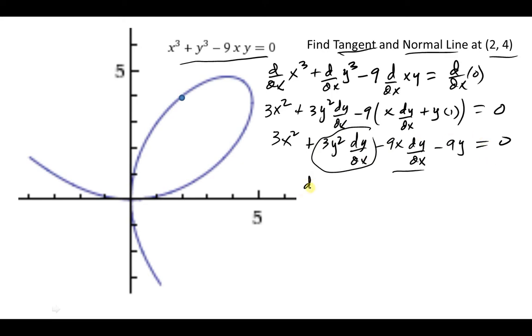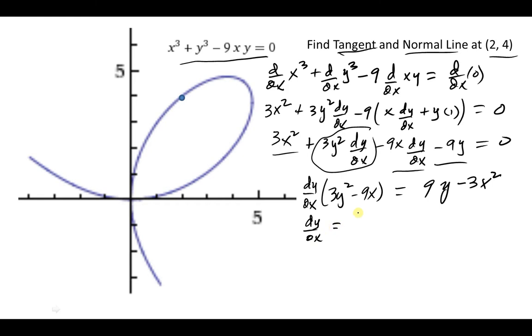So now let's collect all our dy/dx, and factoring dy/dx out, we get 3y squared minus 9x, and we're going to send everything else to the other side, so the minus 9y becomes plus 9y. The 3x squared becomes minus 3x squared, and we now can calculate dy/dx is 9y minus 3x squared over 3 times y squared minus 3x. See, I factored a 3 out. In fact, I can factor another 3 out up in the numerator.